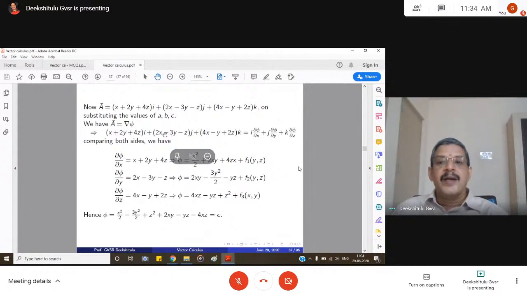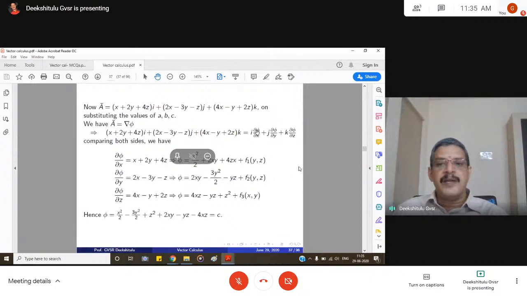Okay. Now compare the coefficients along j. ∂φ/∂y is equal to 2x minus 3y minus z. Now integrate with respect to y. When you integrate with respect to y, we assume that x and z are constants. Integral of constant with respect to y is 2xy. Integral of 3y with respect to y is minus 3y square by 2. Integral of this constant z with respect to y is minus yz. Now the integration is with respect to y, so the integral constant may be considered as a function of x and z here.